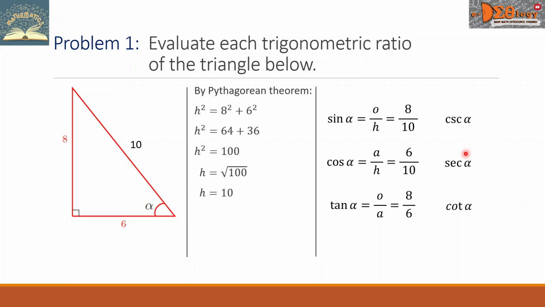Let us now write the other 3 trigo functions, namely cosecant alpha, secant alpha, and cotangent alpha. Let's begin with cosecant alpha. This is the reciprocal of sine. So h over O means 10 over 8. Next is the secant alpha, the reciprocal of cosine. So we take reciprocal of this fraction, so we have 10 over 6. Next is the cotangent alpha. This is the reciprocal of tangent. We get 6 over 8. Note that we can simplify our fractions, and we can do that later.